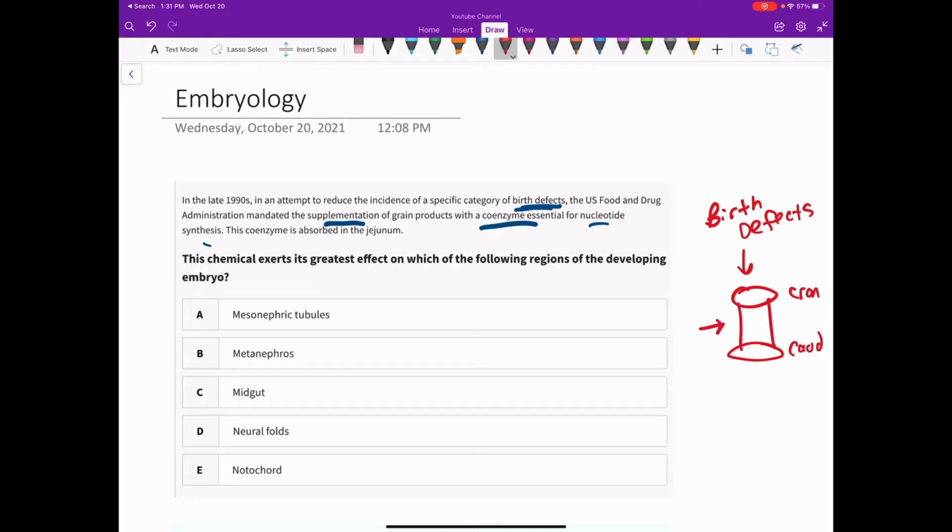Okay, what causes these ends? Well, folic acid. Okay, so the supplement they're probably talking about is folic acid. So the chemical exerts its greatest effect on which of the following regions of the developing embryo? Well, we know it's this region, right? And what region was this? Well, this looks like the neural tube, because that's what needs to close. So is any of the answers neural tube? No. So now we have to go process of elimination. Where does the neural tube come from?